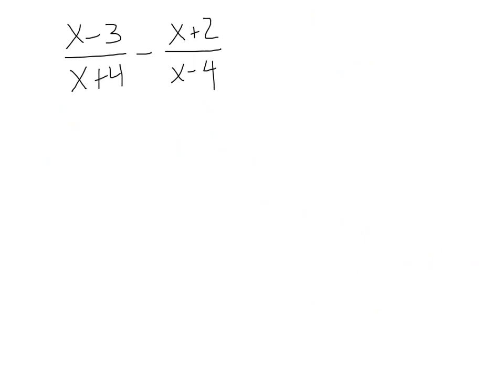So for this problem, if we want to subtract these two fractions, we need to find the least common denominator first. Well, the denominator of the first one is x plus 4. The denominator of the second one is x minus 4. So keep in mind that the least common denominator includes both denominators. In this case, I have to include both those factors in the least common denominator, which means the LCD is going to be x plus 4.